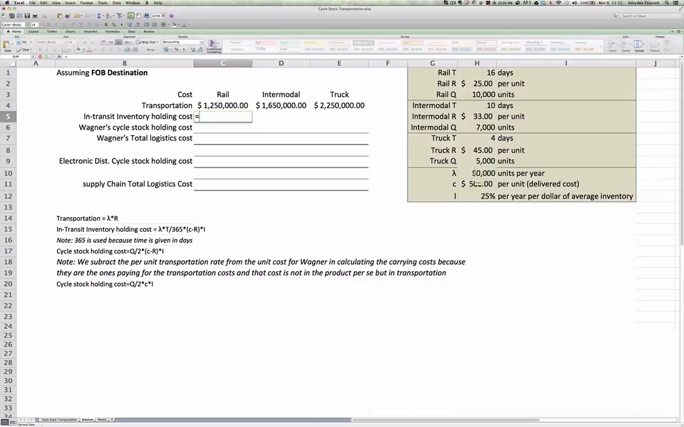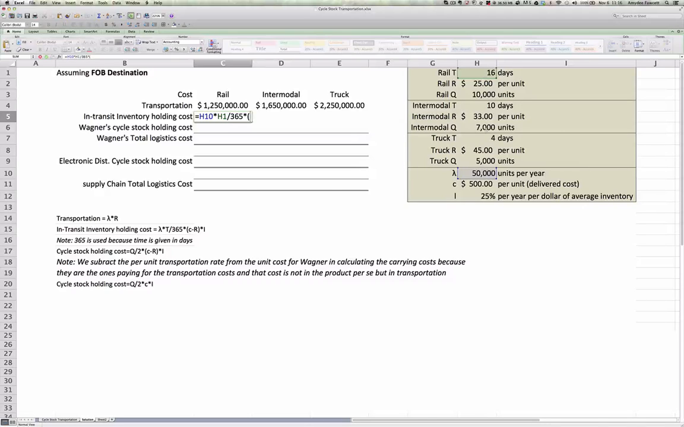First of all, how many units will spend some time in transit? Again, of course, the total annual demand volume of lambda. Now let's take a look at rail first. How long will these units spend time in transit? Well, we know that it is 16 days. However, now we've got to be careful because the inventory carrying charges of 25% are actually given in annual percentages. So this is 25% per year and not per transit time. So we want to divide those 16 days by 365 days to get the proportion of the year during which the items will be in transit.